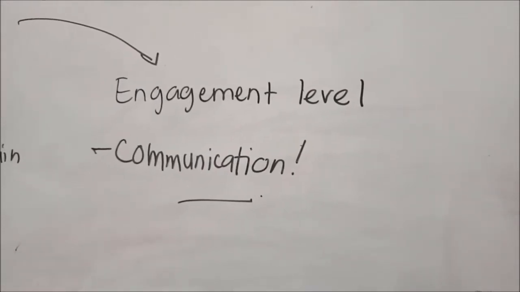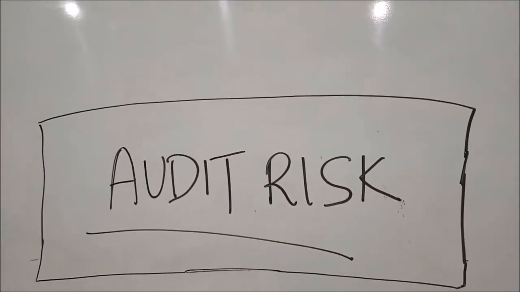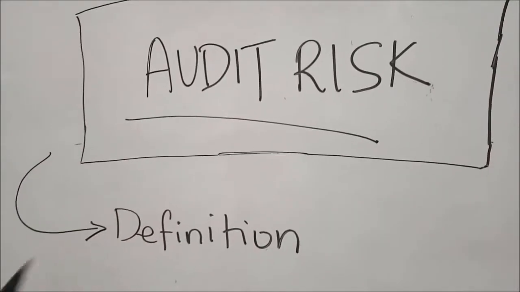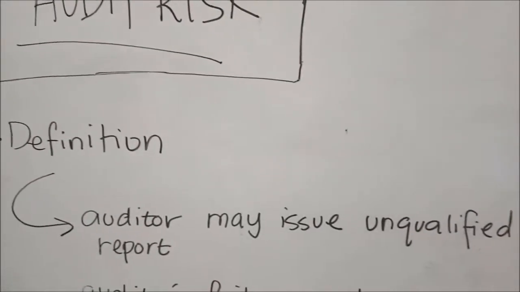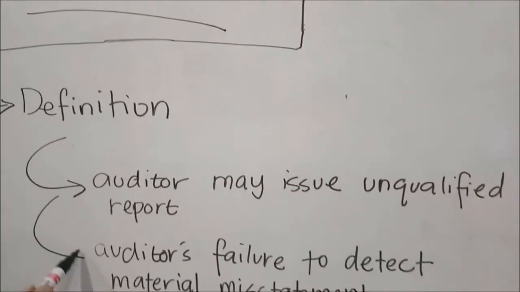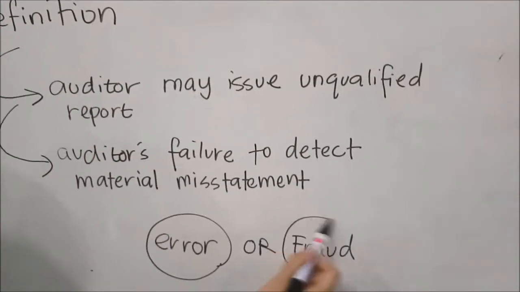So now we look into audit risk. What is audit risk? Audit risk is the risk that an auditor may issue an unqualified report due to the auditor's failure to detect material misstatement, either due to error or fraud.